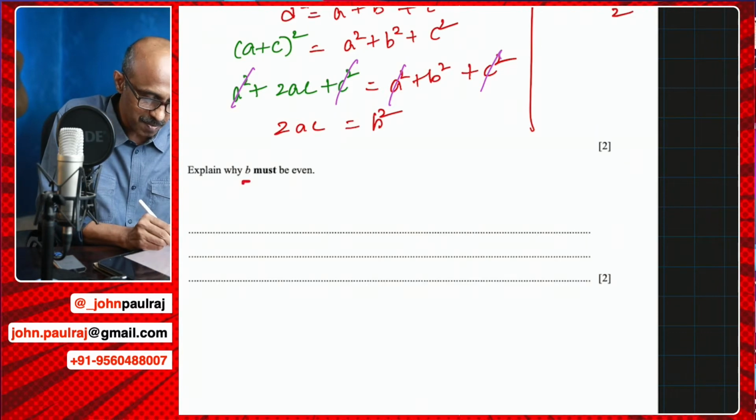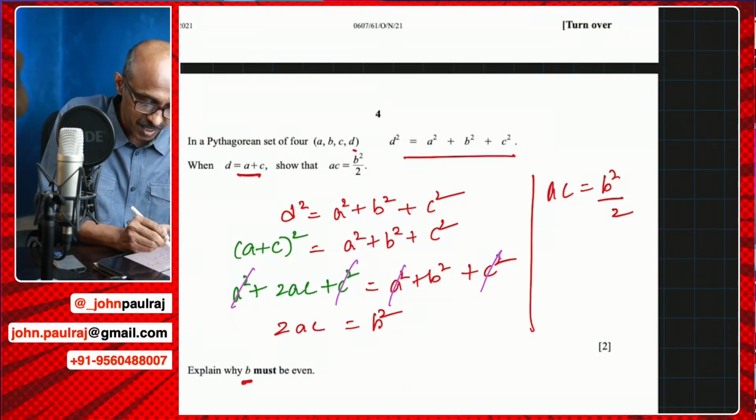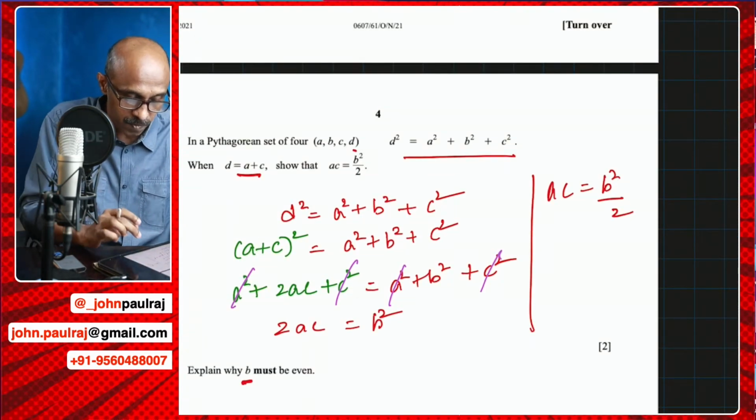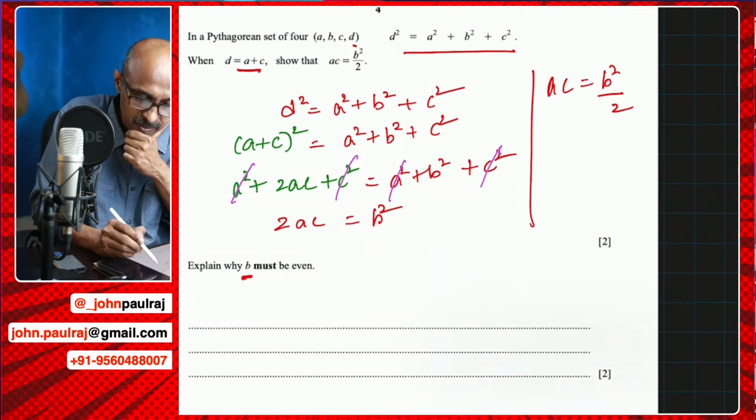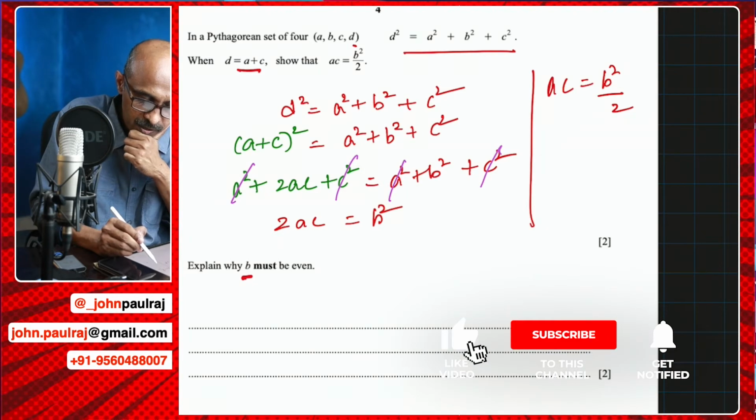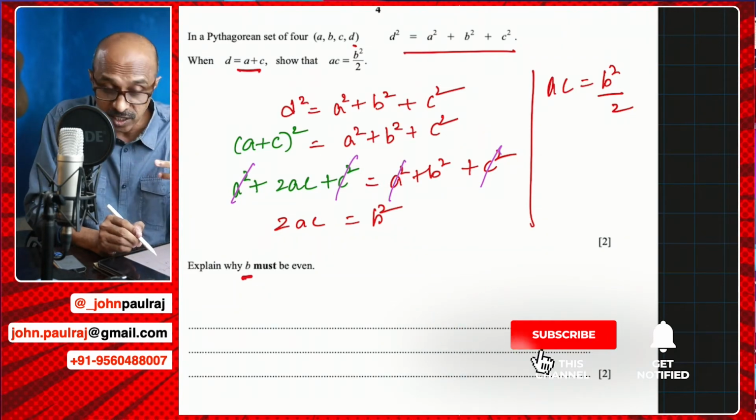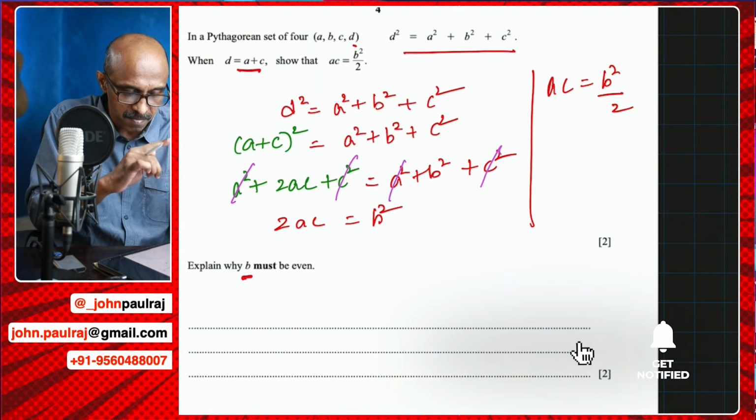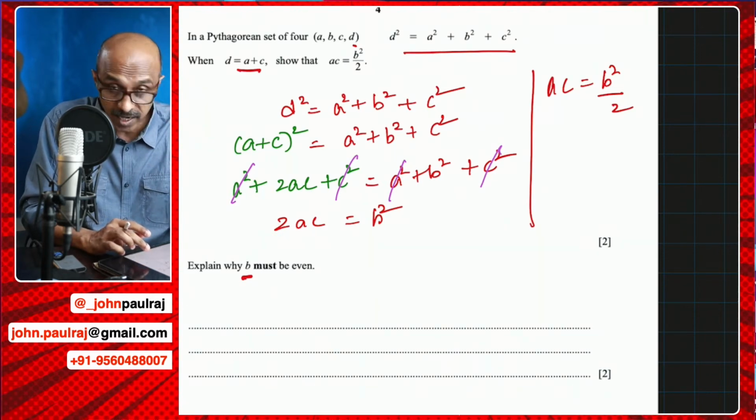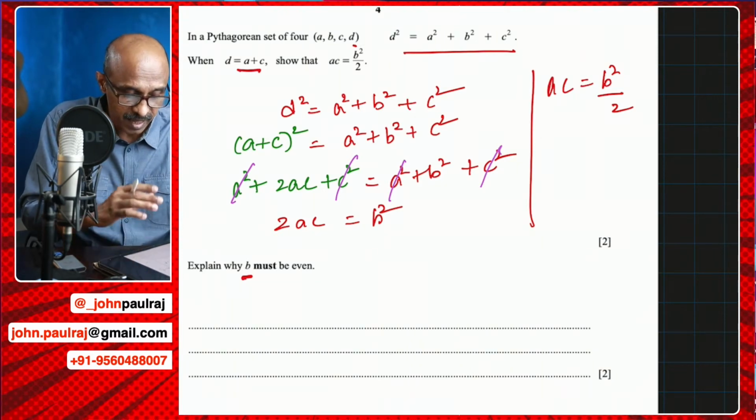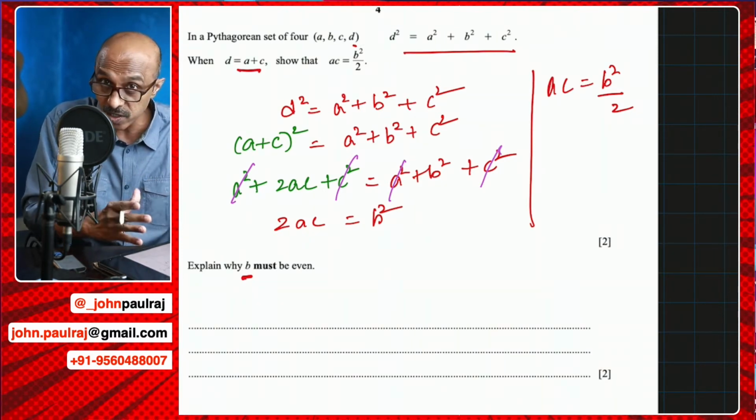Part B is then asking us to explain why b must be even. Why b, the second integer in that Pythagorean set of 4, must be even. Well, when you look at this answer, ac is equal to b square over 2. We know that that's going to be an integer. Why? Because each of them, a, b, c, d, are all integers, right? Because in this Pythagorean set of 4, we are already told that they must be integers. A, b, c are integer lengths of the cuboid. The diagonal d is also an integer length, and that's when we say that it's a Pythagorean set of 4.